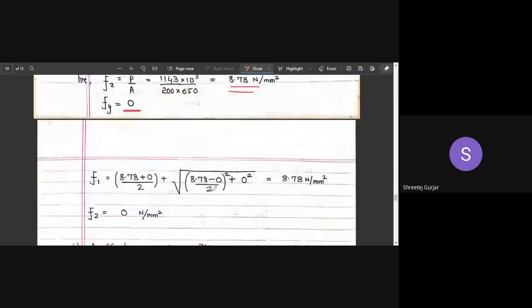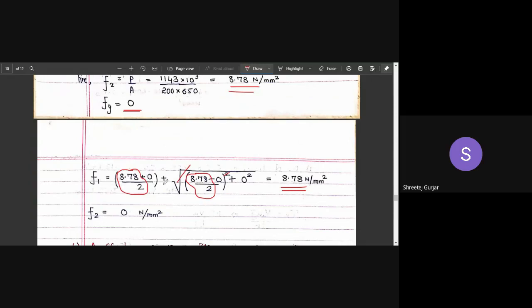So it will come again equal to 8.78 itself, right? This is 8.78 by 2, 8.78 by 2, and here this square and this square root will cancel. So what we will be left with is 8.78 by 2 plus 8.78 by 2, right? It will be equal to 8.78 itself. Okay, then f2 will be equal to 0.